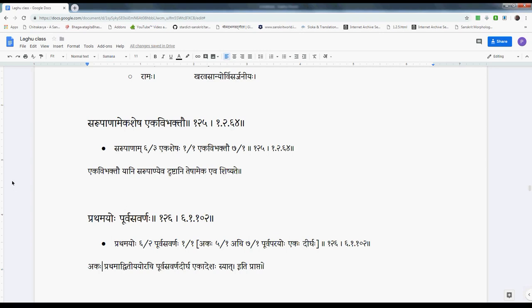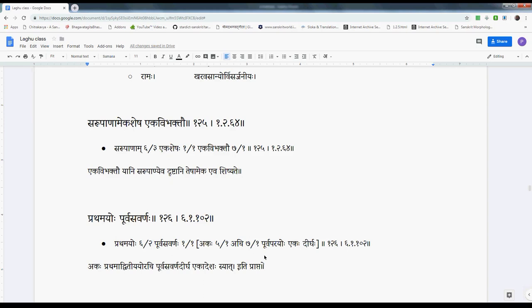There may be apavadas which follow, but right now, akaha prathama dvitiyayoho, of the first and second case only. So of those first two cases, all three numbers: prathama ekavachana, dvivachana, bahuvachana, and dvitiya ekavachana, dvivachana, bahuvachana, are all included by prathamayoho. Akaha, after an ak, achi pare.